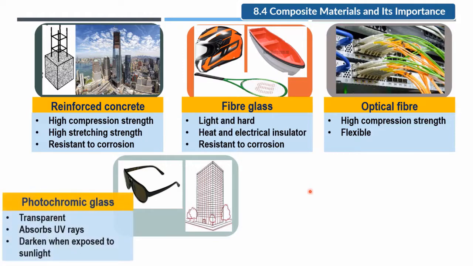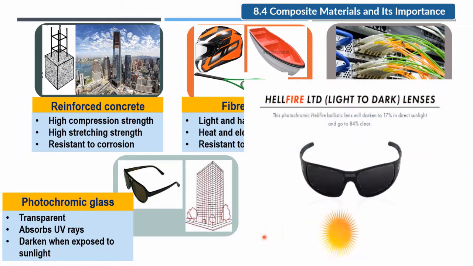Fourth is photochromic glass. Its properties are transparent, however it will absorb UV rays and darken when exposed to sunlight. So it is suitable for use in making car windows, building windows, and camera lenses.